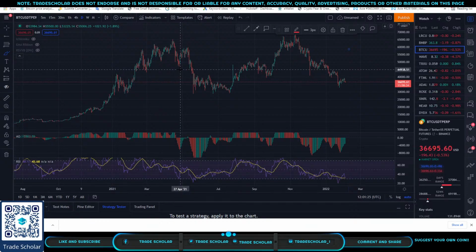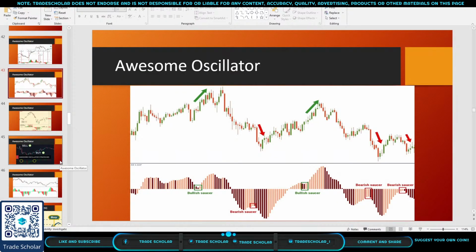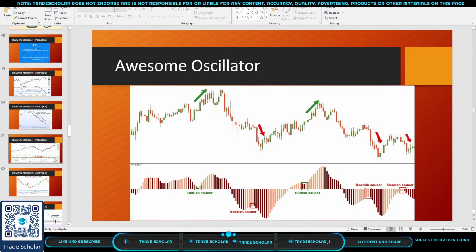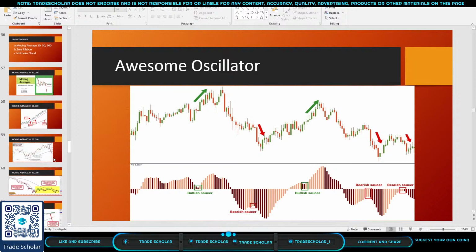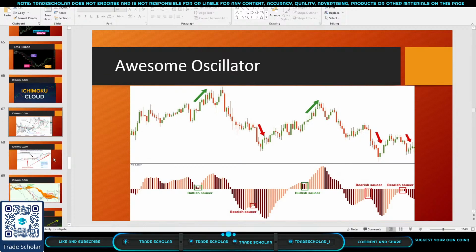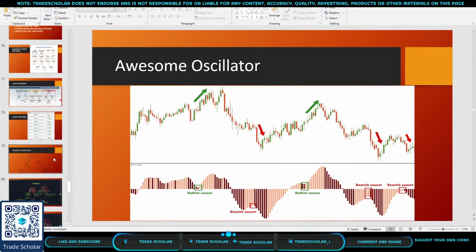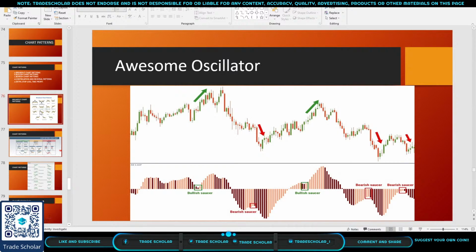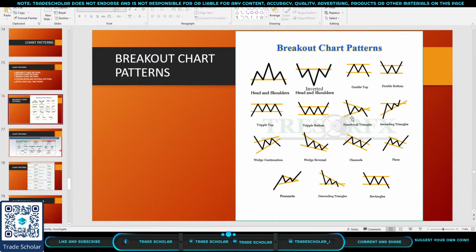Okay. So the basic technical analysis that you need to learn is at least these breakout charts, okay? Get familiarized with this one. This is bullish, okay? So you can learn from this one, okay?